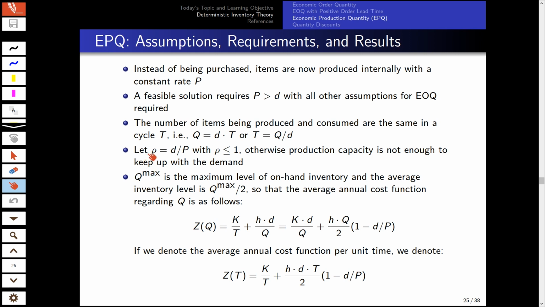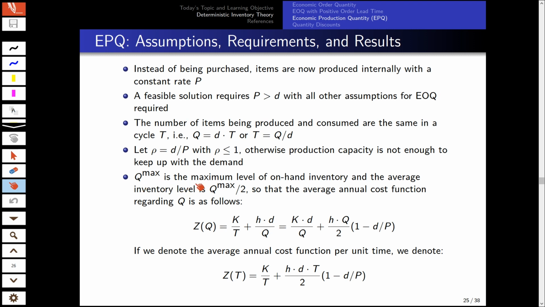Here I want to also introduce the term rho, the Greek rho, as the utilization rate, denoted by the demand divided by the production rate, and we assume that this is smaller or equal to 1. Otherwise we would not have enough production capacity to keep up with producing while we take out demand.